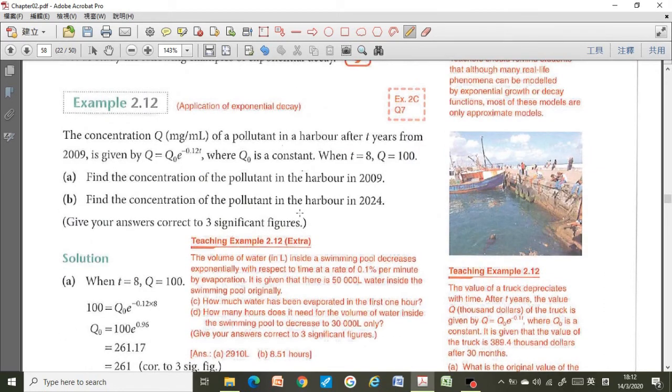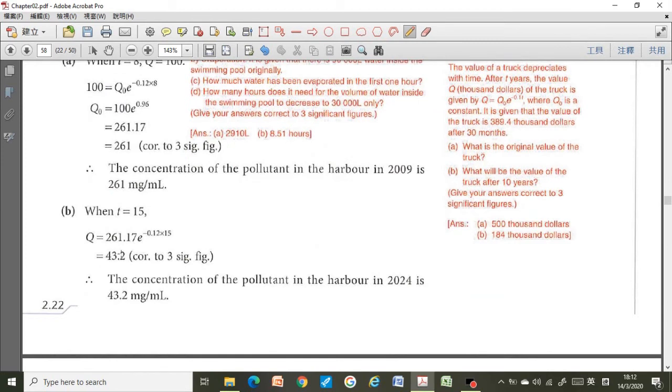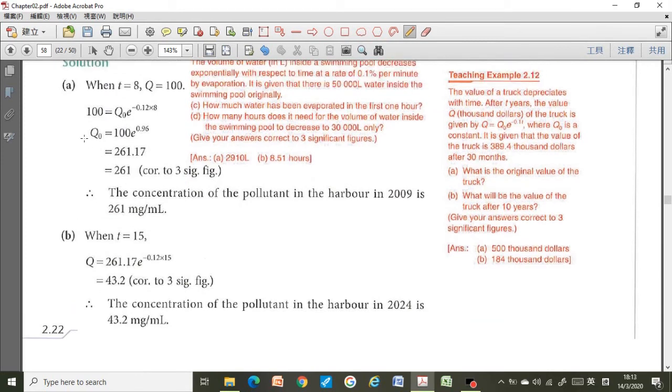So find the concentration of pollution in the harbor in 2024. You must know 2024 is how many years after 2009, which is equal to 15. And the value you calculated here, Q naught, is 261, but you do not use this answer. You must take a more accurate answer, so you have more significant figures. So you have 261.17, and put here, you will get 43.2. And then you will get the answer like this.